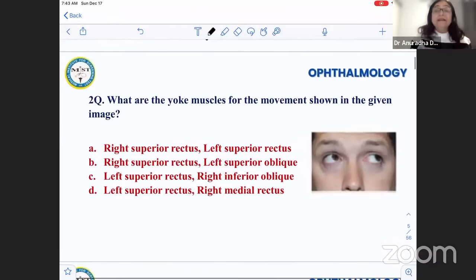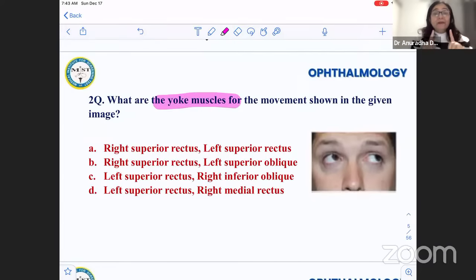What are the yoke muscles for the movement shown in the given image? Again, the question based upon the extraocular muscles has been coming very often. So that's an important topic, an expected topic for your exam. Now, these questions, again, no need to get confused. First of all, you should be knowing what you mean by yoke muscle, beta. When we talk about yoke muscles, it means we are talking about the muscles in both eyes. So one muscle in both eyes, that pair makes the yoke muscles. Okay. And then you have to see which movement they are talking about.